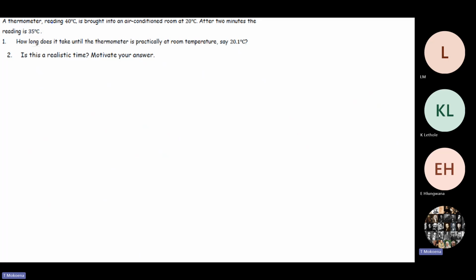Now they say to us a thermometer reading of 40 degrees Celsius is brought into an air-conditioned room at 20 degrees Celsius. After 2 minutes, the reading is 35 degrees Celsius. So now, which application is this? Most definitely it is going to be Newton's law of cooling.